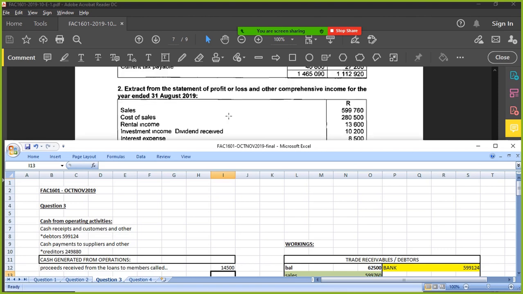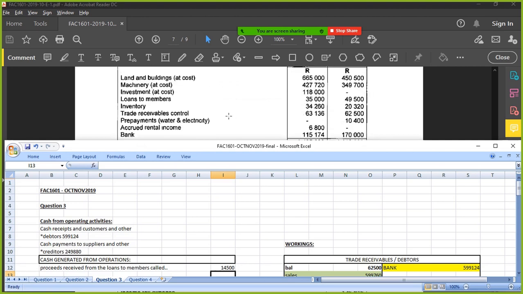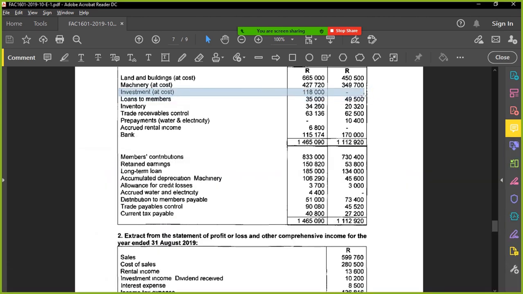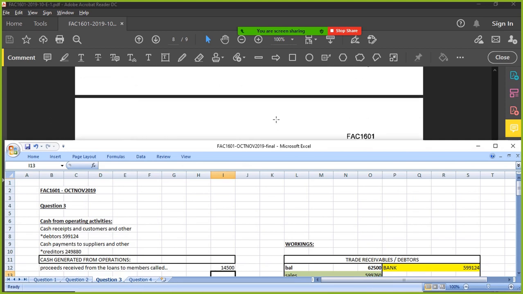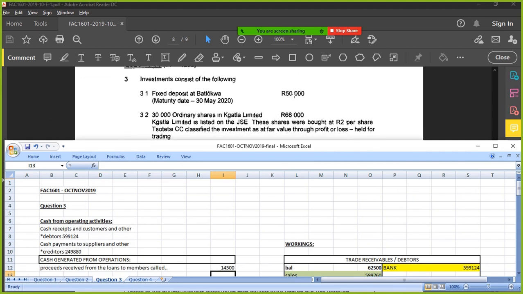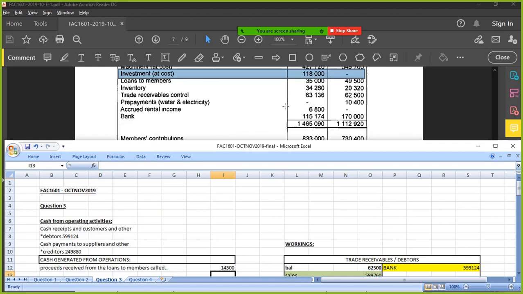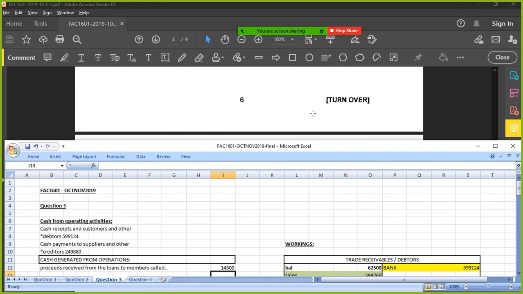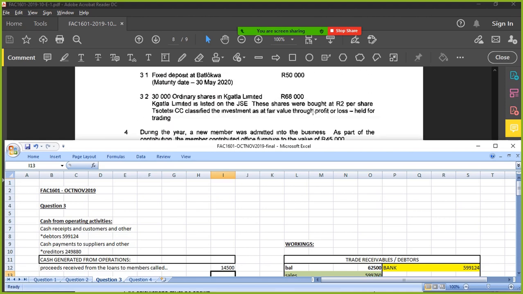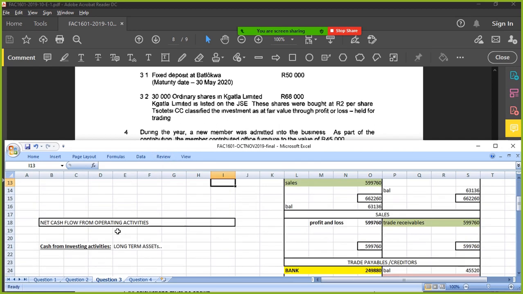So did the fixed deposit change? Let's see. Where's my fixed deposit? Oh, investments at cost. They're not showing it separately, they're showing it as one amount. So what is the amount here? 118,000. It was 0, and now it's 118,000. So that means this was an outflow. You invested in shares and you invested in a fixed deposit.